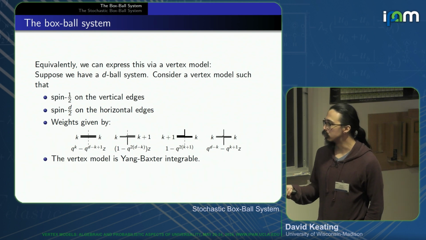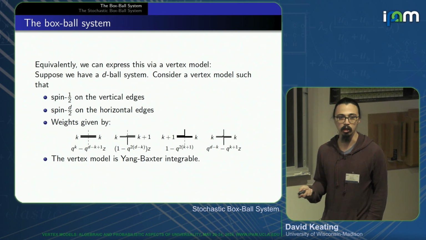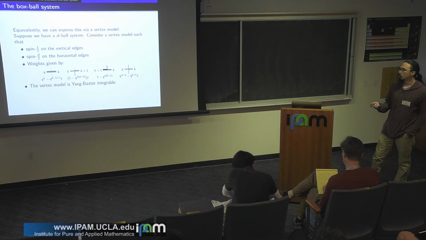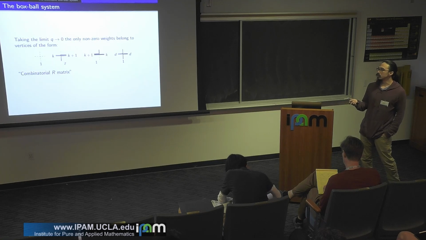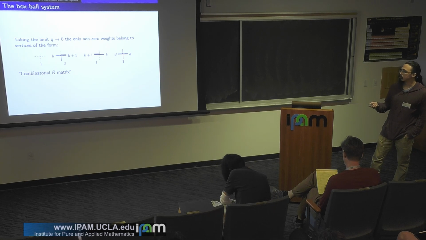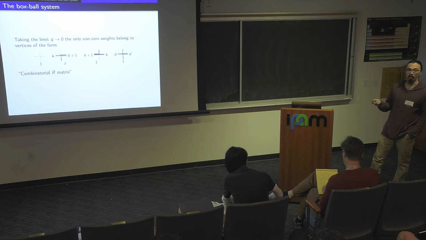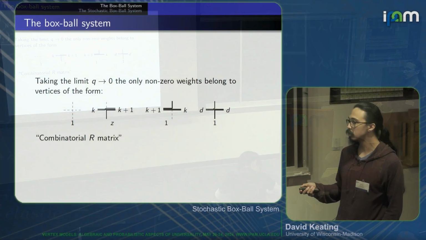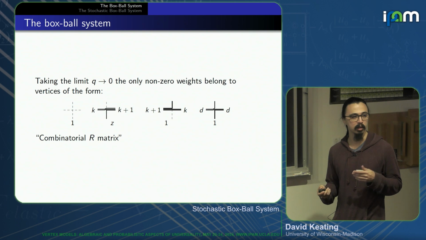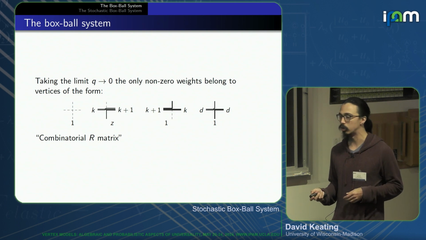And we assign some weights to the vertices of this vertex model. And it turns out that this vertex model is Yang-Baxter integrable. There's a Yang-Baxter equation for these weights. So we don't want quite this. We want to take the limit as Q goes to 0. When Q goes to 0, we have 4 types of vertices that survive in this limit. These are their weights. And usually, the matrix of weights that you get when you take this limit is called the combinatorial R matrix.